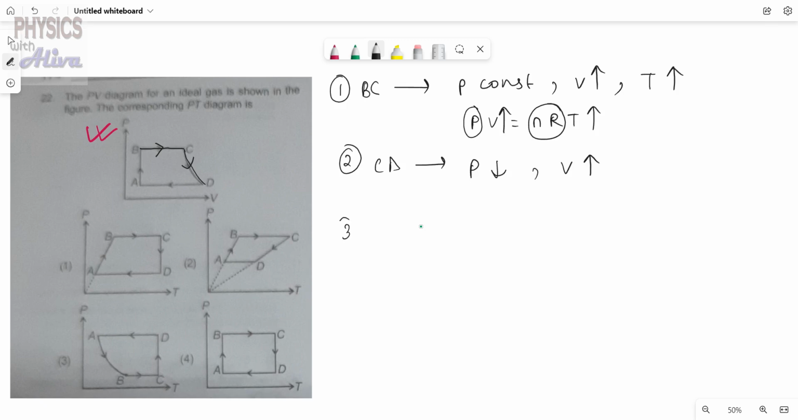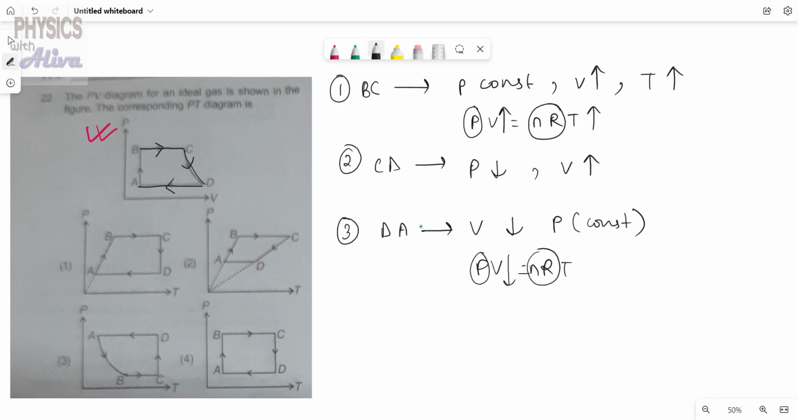And for the third one, we can say this line DA, the volume is decreasing and the pressure is constant. We know PV is equals to nRT. So P constant, nR constant, V is decreasing. That means T will decrease. So we will write T is decreasing.